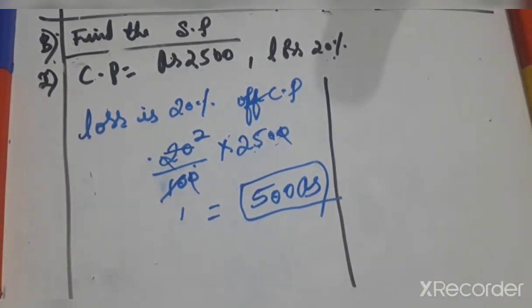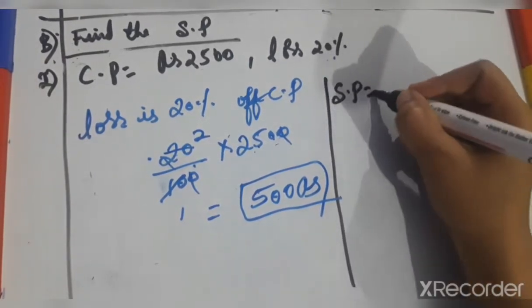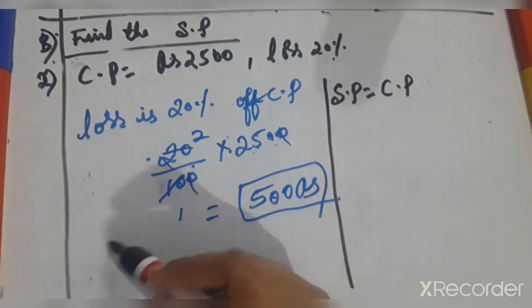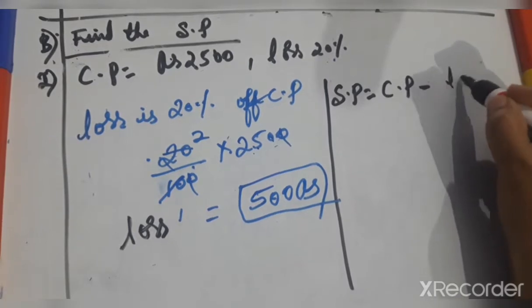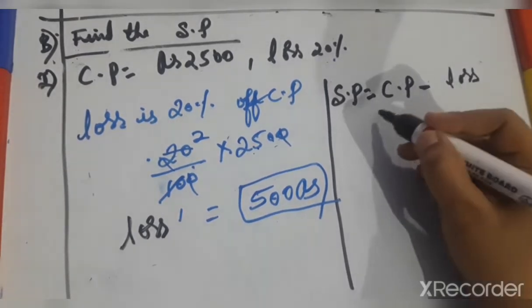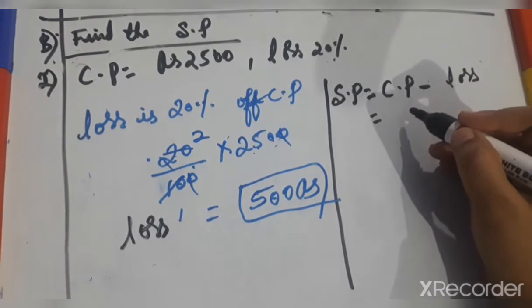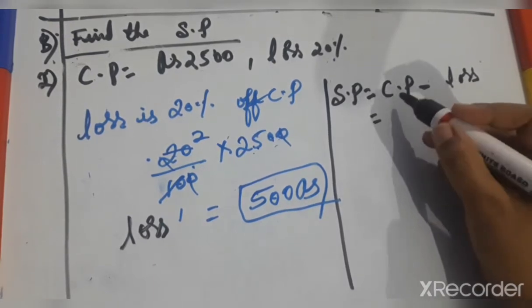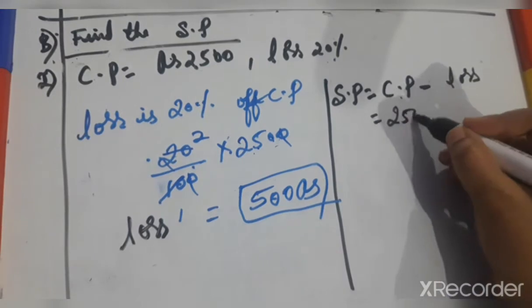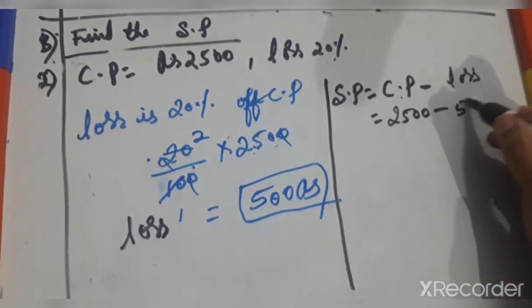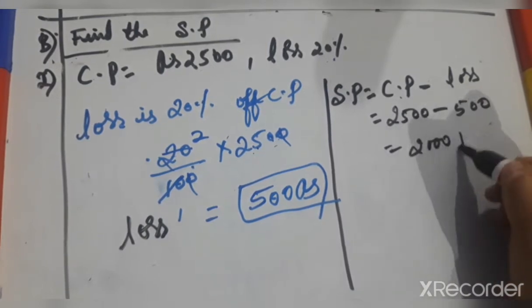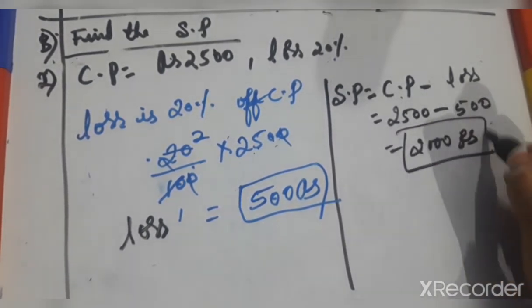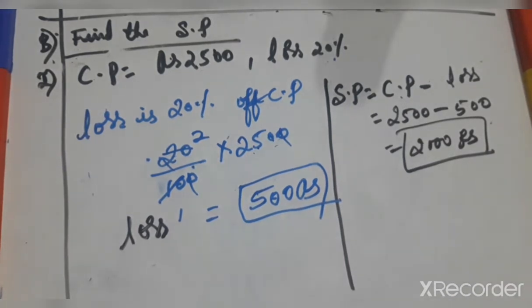Now we have to find the selling price. Selling price formula: selling price is equal to cost price, then here profit or loss? Yes, we got loss. Loss means we have to minus from CP. So write all formulas related to this chapter first, then learn them properly, children. So cost price is 2500 minus loss 500. Now 2500 minus 500 is 2000 rupees. Selling price is 2000 rupees.